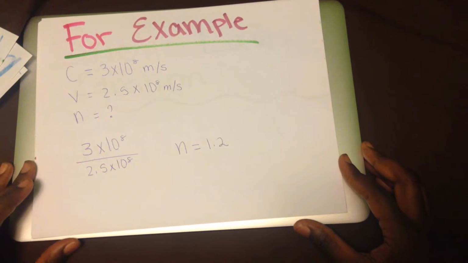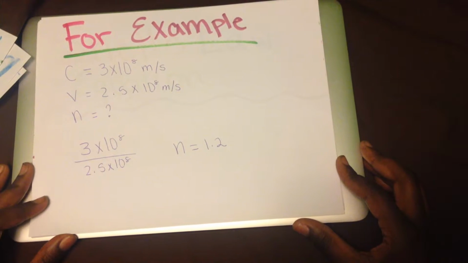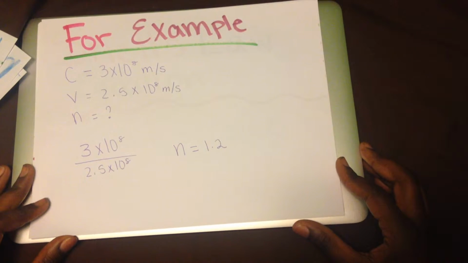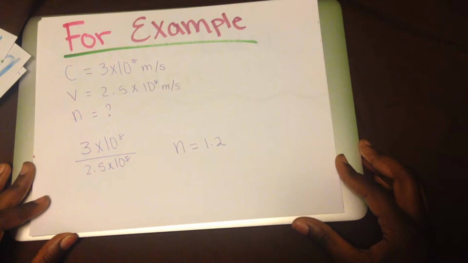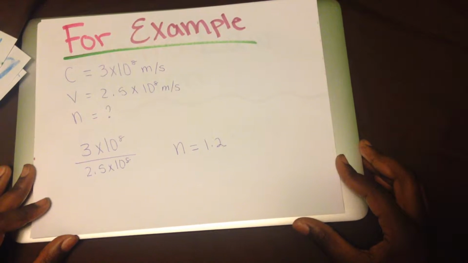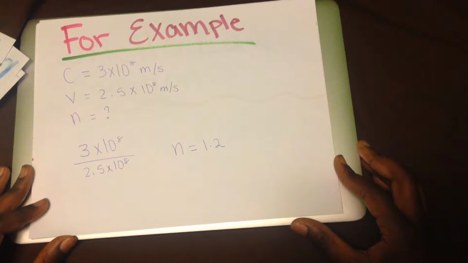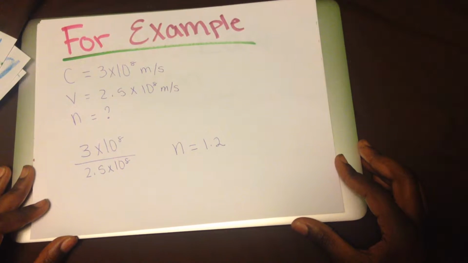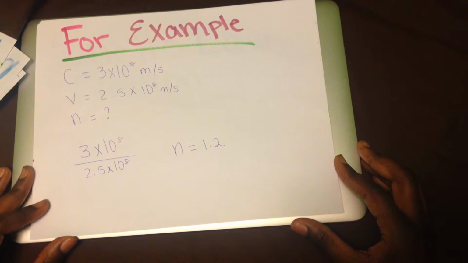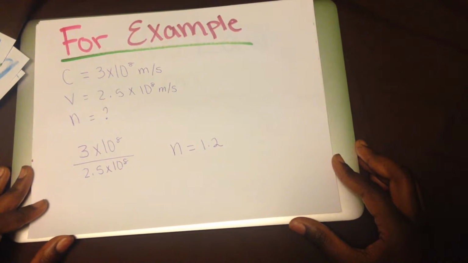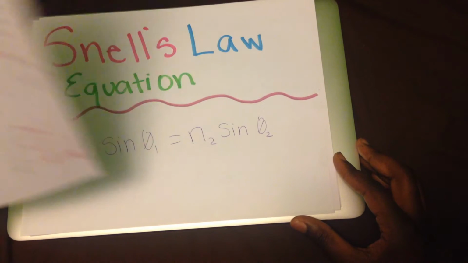For example, with that equation of index of refraction, we have c equals 3 times 10 to the 8th meters per second with a v of 2.5 times 10 to the 8th meters per second, and we're going to try to find the index of refraction. So first we must place the speed of light in a vacuum over the speed of light in a medium, and then we can get our index of refraction, which is n equals 1.2.